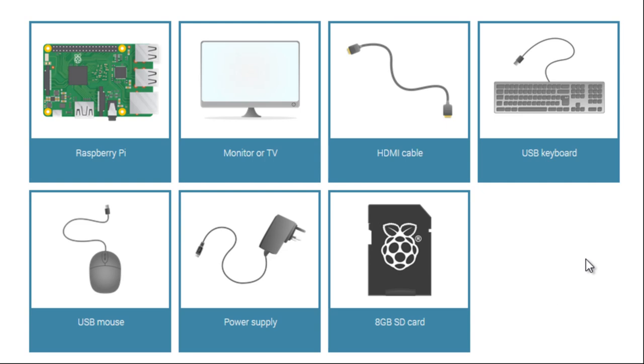Put all those together, and the last thing you do is plug it in and power it up. The first time you power it up, you'll see a black screen with a white box in the middle. It'll say, "Welcome to Raspberry Pi by Raspbian."